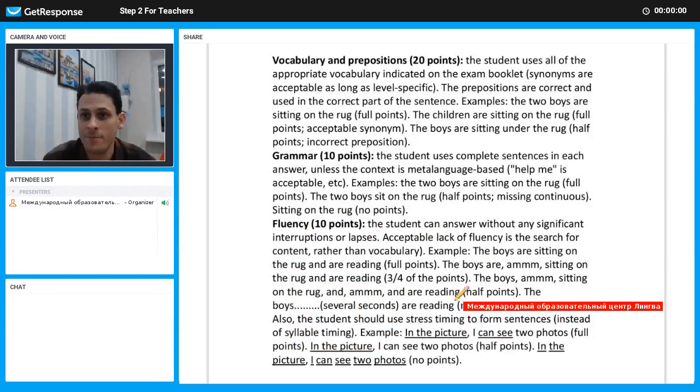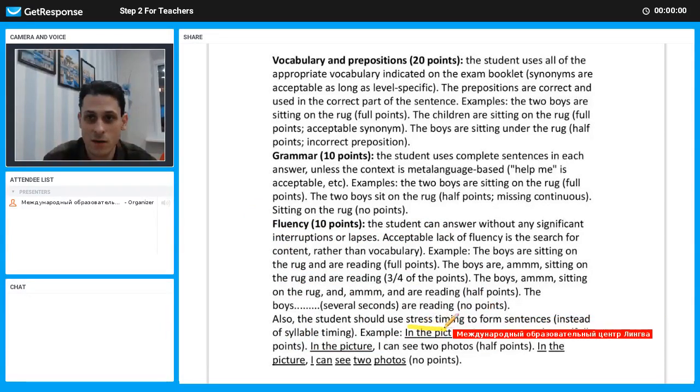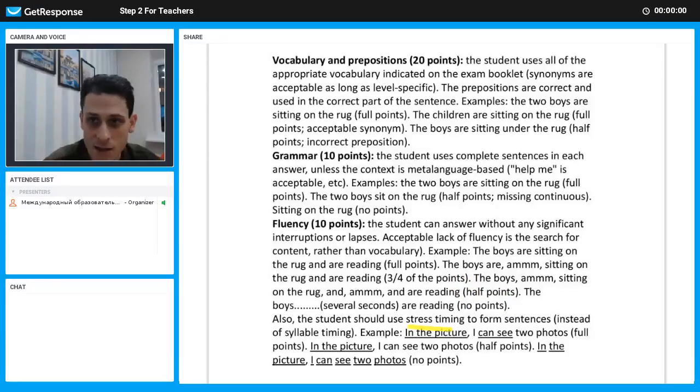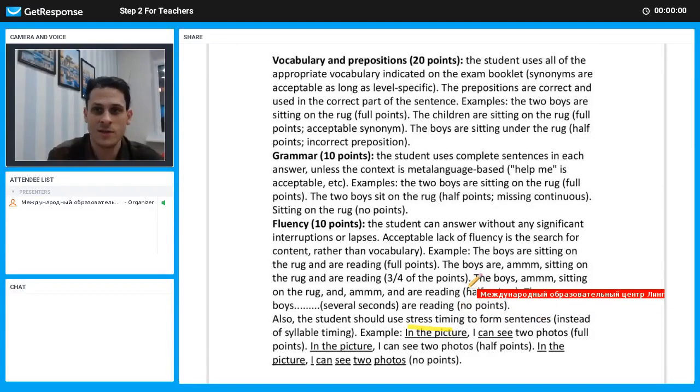And of course, English is a language that uses stress timing. So I'm going to read some sentences, and you'll see the difference. For example, in the picture, I can see 2 photos. This is correct because I used the correct stress timing by combining words. If I say in the picture, I can see 2 photos, this is very low fluency because I'm stressing every single syllable in the sentence. And English is definitely not a language that uses that sort of timing. It's not syllable timing.